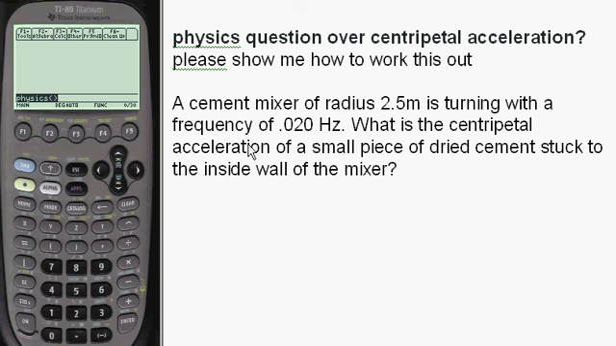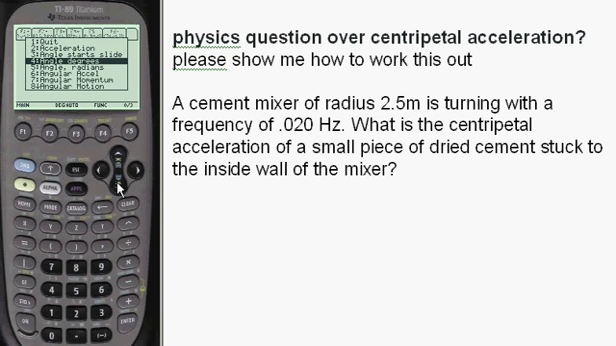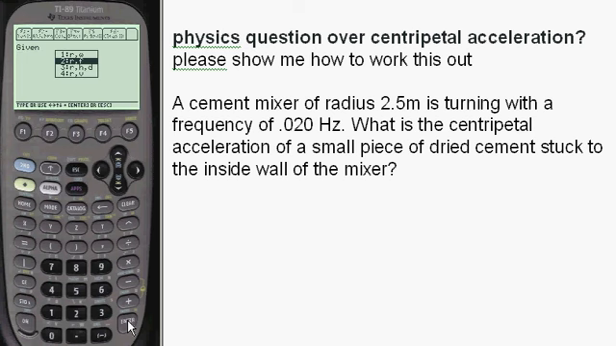Okay, so that clues you in that you want to go to my menu in physics for centripetal acceleration. That would be in the C section. So let's go down here. It's going to be a quick video here. There's centripetal acceleration. And we're looking for radius and frequency, so we want number 2.